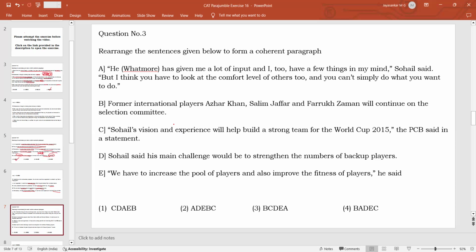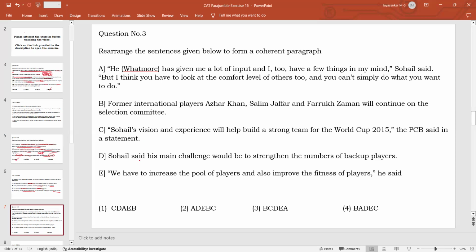So even if you don't know, there is no problem because you can easily crack this once you are familiar with the structure of a newspaper article. So the first sentence will be the one without any quotes. There are two sentences without quotes. One is B, one is D.